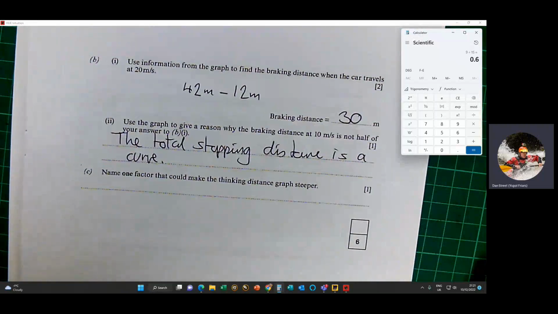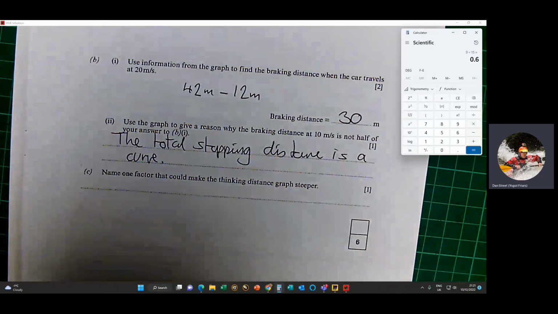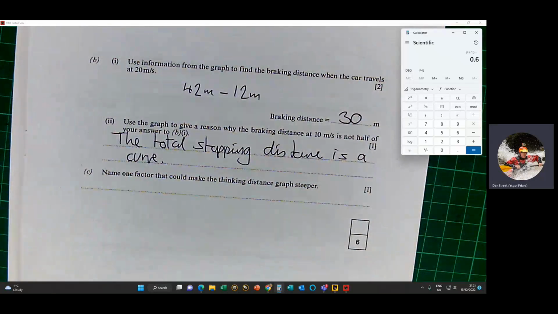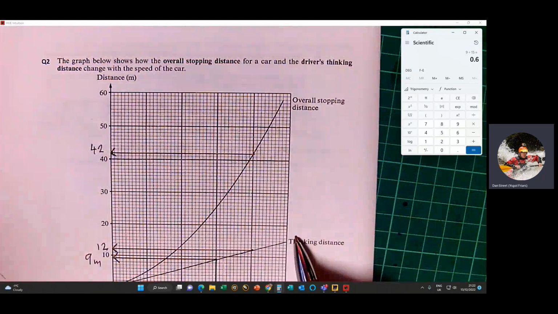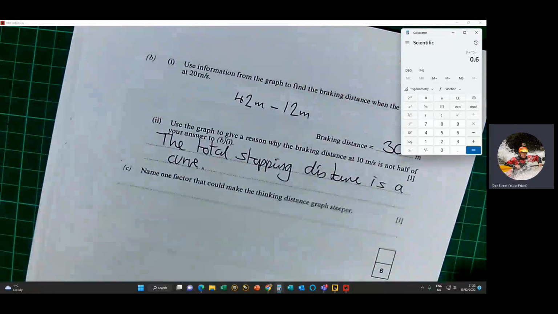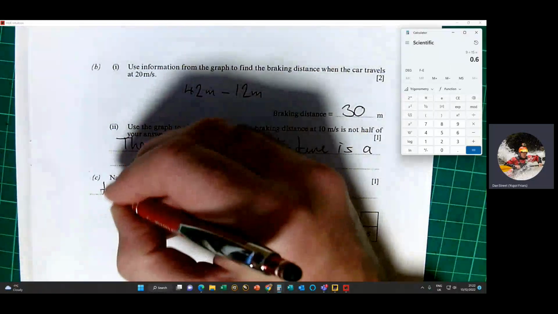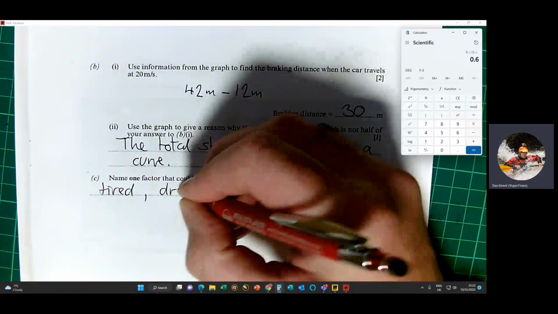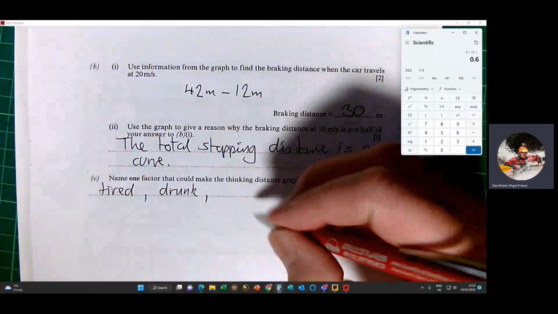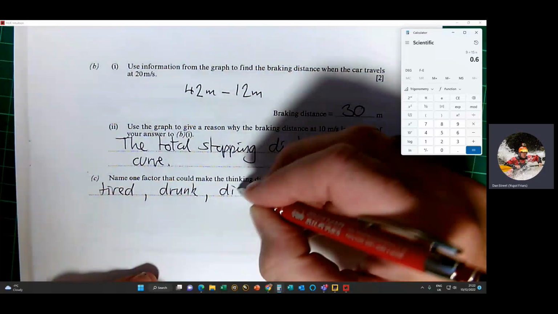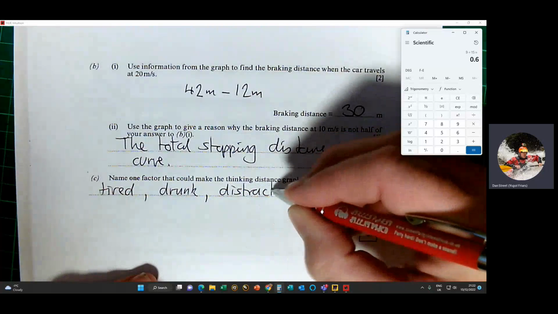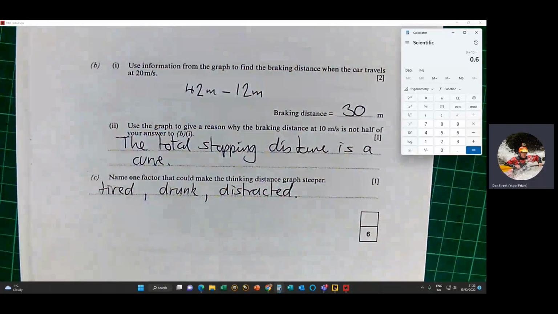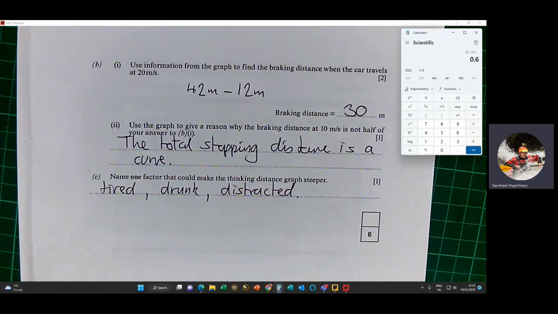Name one factor that could make the thinking distance graph steeper. Okay, and so to make this steeper, that would mean that it's taking the driver longer to think about stopping. So factors that might affect that would be tiredness, if the driver was tired, if the driver had been drinking. Okay, so if the driver is drunk, or distracted. Okay, so if the driver, for example, is using their mobile phone or any other device in the vehicle, that would make them distracted and therefore make the graph steeper.